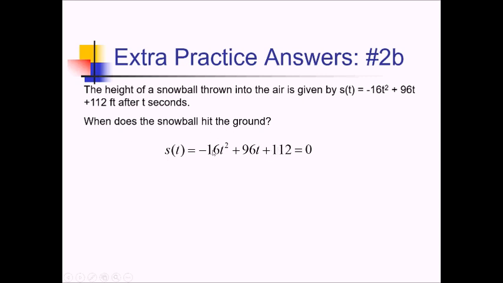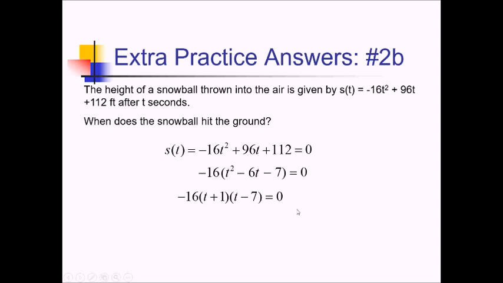So if I take 16 out, that's going to leave me with t squared, and this is going to be minus 6, and then this is going to be minus 7 over here. So we can factor a little further, things that multiply to negative 7 and add up to negative 6. We can write t plus 1 and t minus 7.